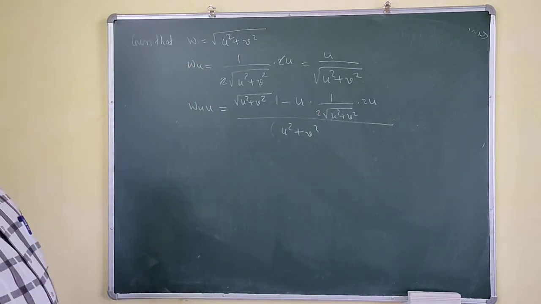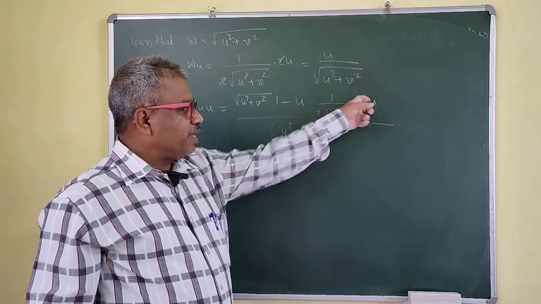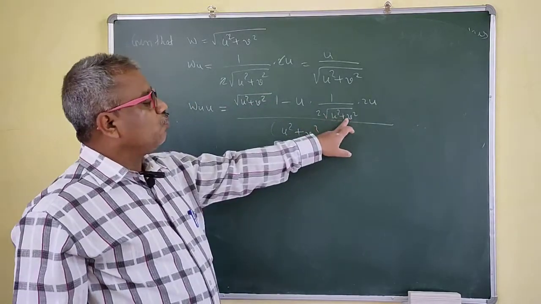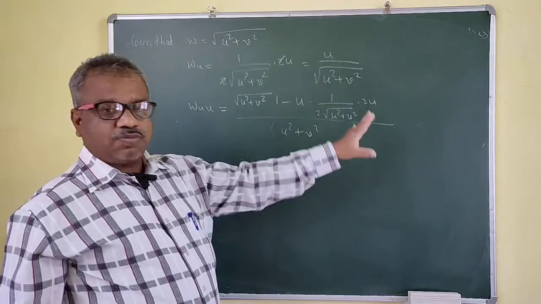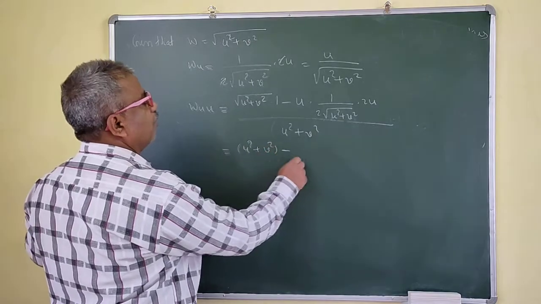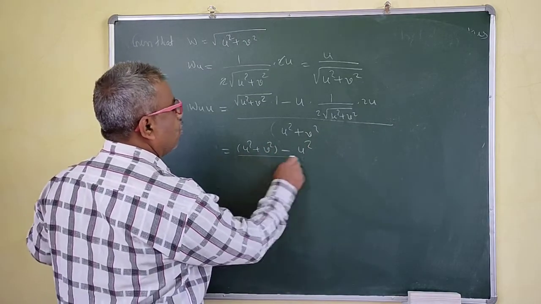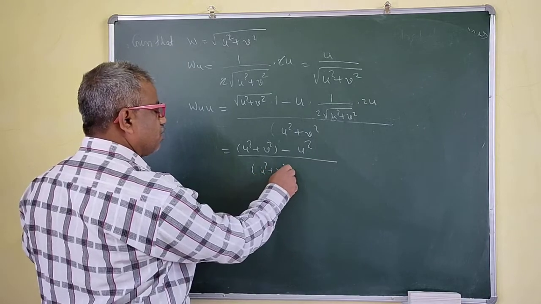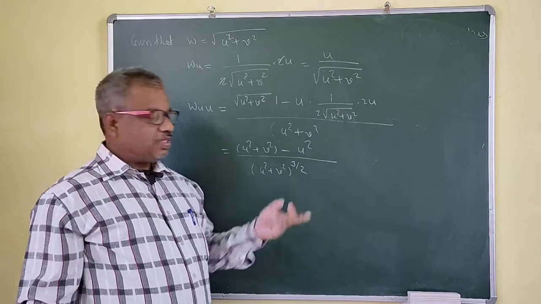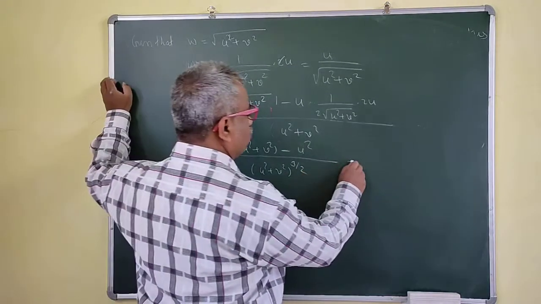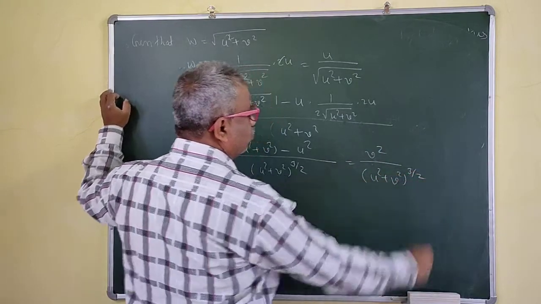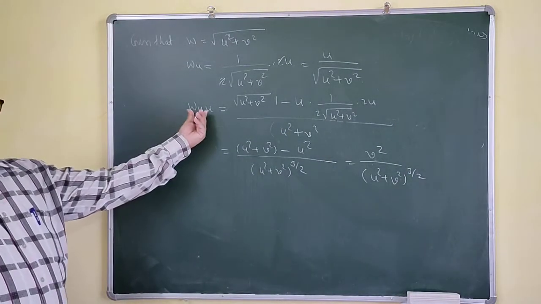So we will simplify this. The 2 gets cancelled, no problem here. We will multiply by root of u square plus v square to all the terms of the numerator and denominator. So what we will get is u square plus v square minus u square upon u square plus v square to the power 3 by 2. This is half and this is 1, 1 plus half is 3 by 2. Now this will be v square upon u square plus v square to the power 3 by 2. Now this is your w_uu.